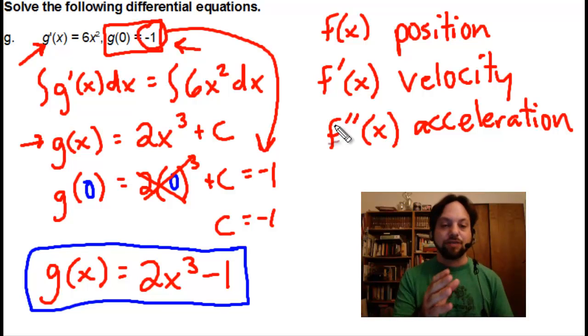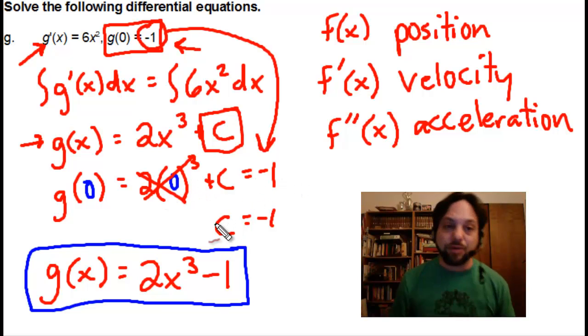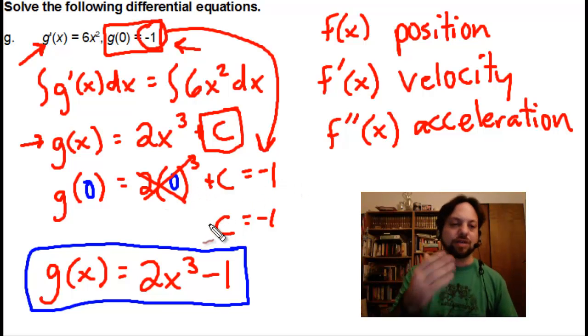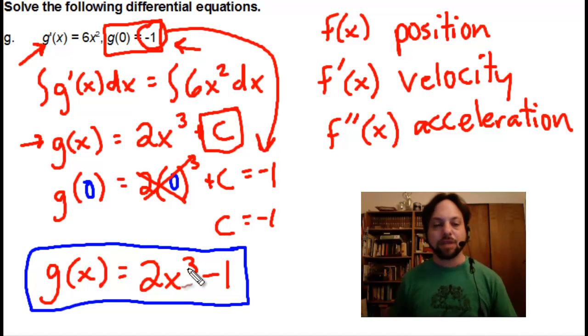What would have happened if we didn't put this plus c here? Well, we would have gotten 0 equals -1. That would have been all messed up and confusing and ridiculous. And so it's a good thing that we have that plus c. So we have one last example to try, example H. This one is going to involve them giving us the acceleration, and we're going to bring it down to position.